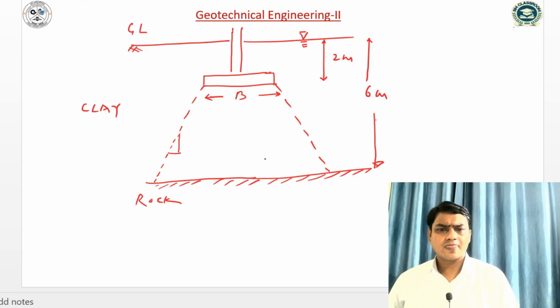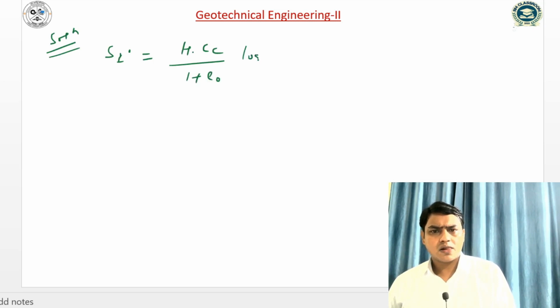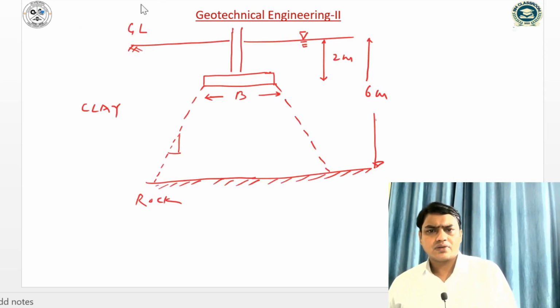This is the footing. If I compute the settlement and the delta sigma dash value, because if I write the settlement equation, S is equal to H into Cc divided by 1 plus e naught log 10 of sigma 0 dash plus delta sigma dash divided by sigma 0 dash. Here Cc is given, H is given, initial void ratio is given. So we have to find the effective stress at the mid of the clay layer and the change in effective stress. So what will be the effective stress at the mid of the clay layer?